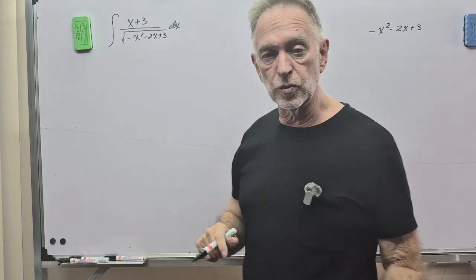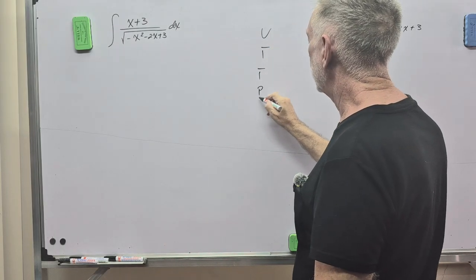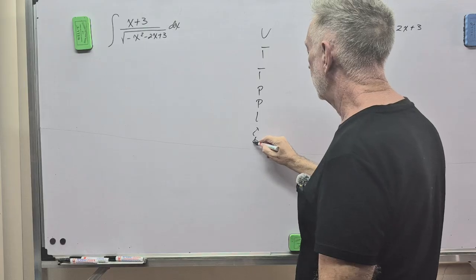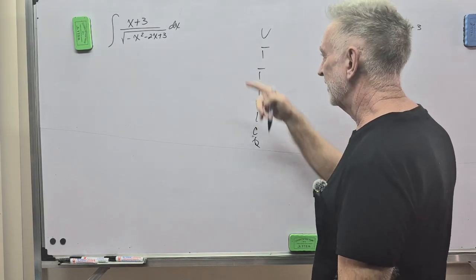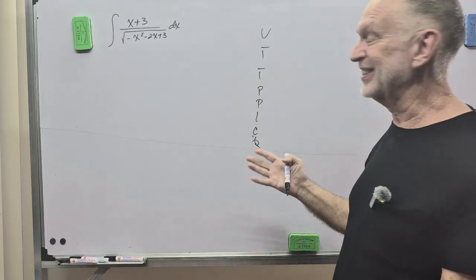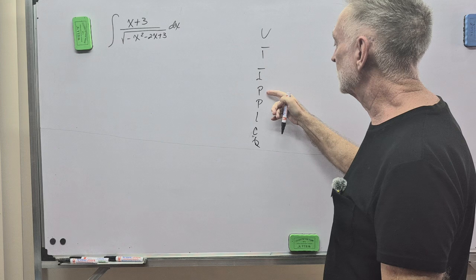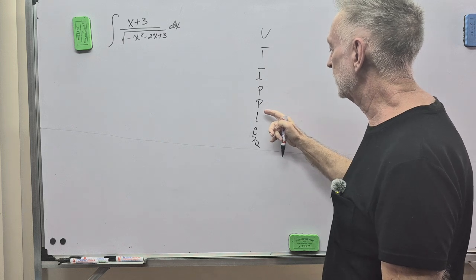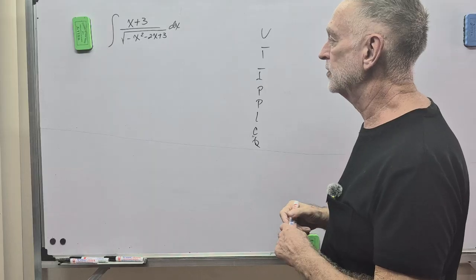So do you know our tools? UTI, PP, LCQ. That's a C. That becomes important. That's the one we're going to use here tonight. U sub, trig sub, integration by parts, partial fractions, power reduction, long division, completing the square method of quadratics.